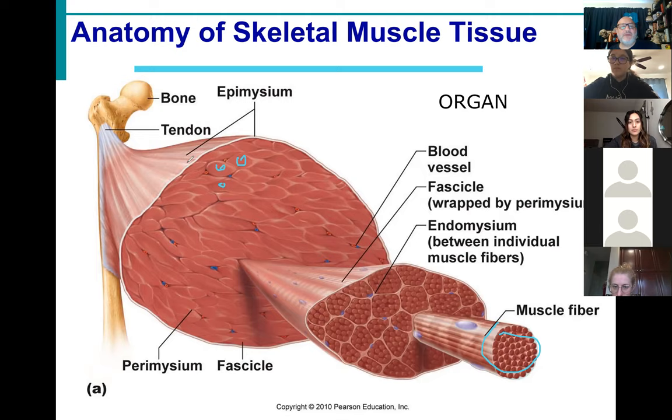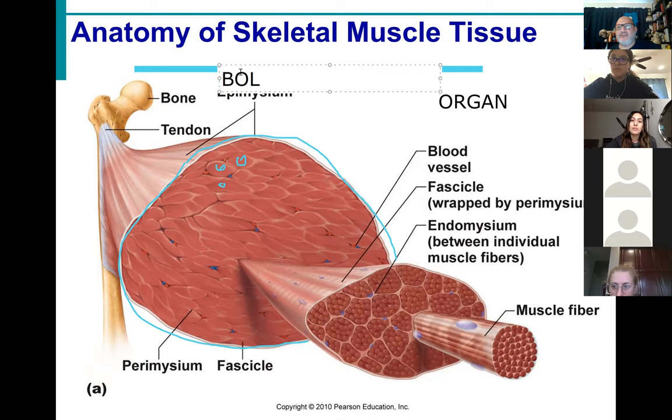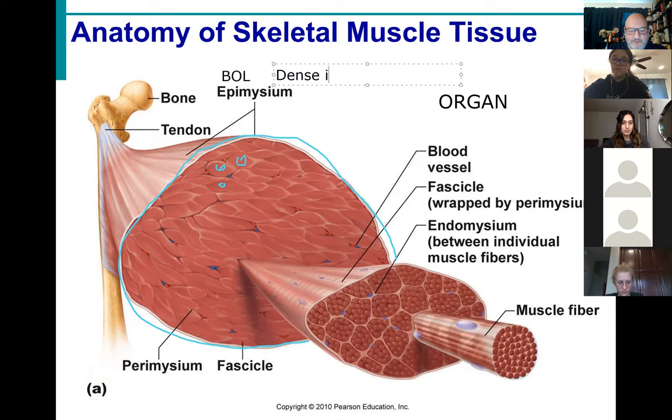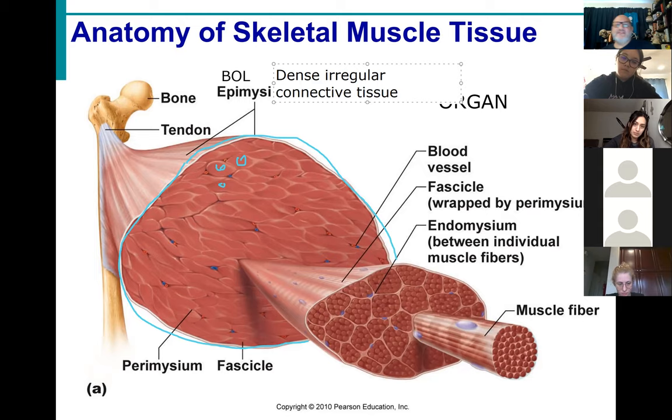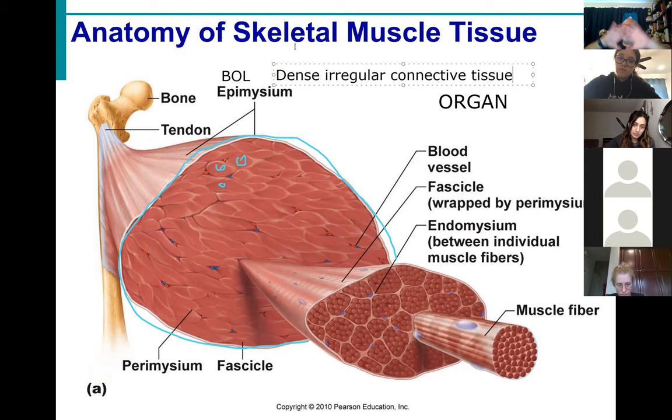Notice that the entire muscle itself is bounded by a connective tissue that wraps around and stabilizes the entire structure in place. It goes around the entire muscle. So not surprisingly, based on its location, its name is an epimysium. This tissue type is a dense, irregular connective tissue. And this dense, irregular connective tissue basically holds the entire muscle together. It defines the muscle. So we have this epimysium.